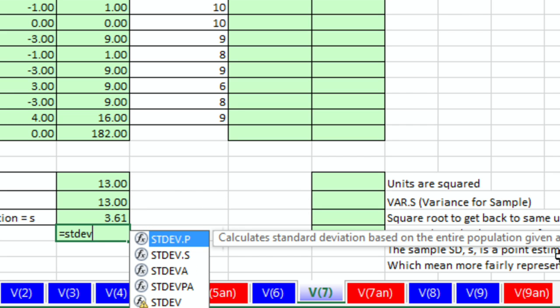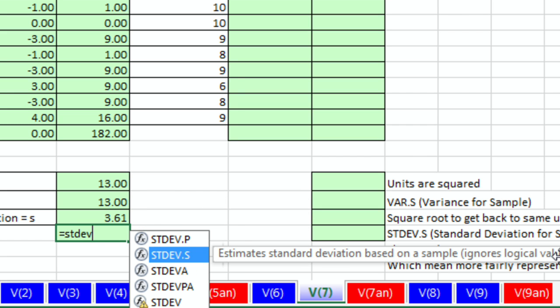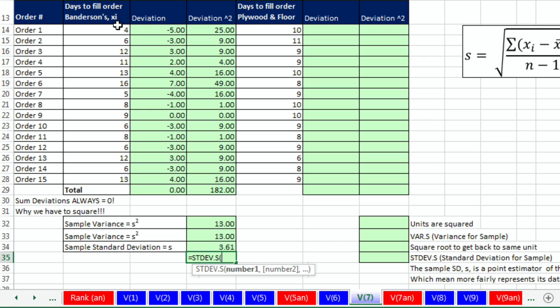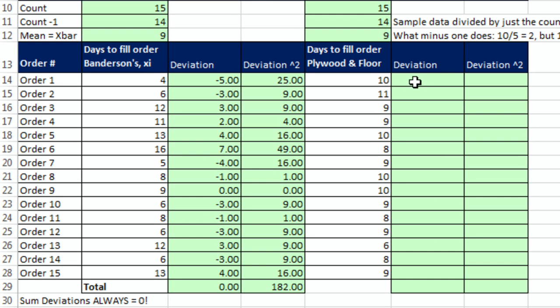STDEV, and there's a P and an S. We're going to use the S. Highlight all of Banderson's, and boom, 3.61 days. Now doing this again by hand doesn't take too long.